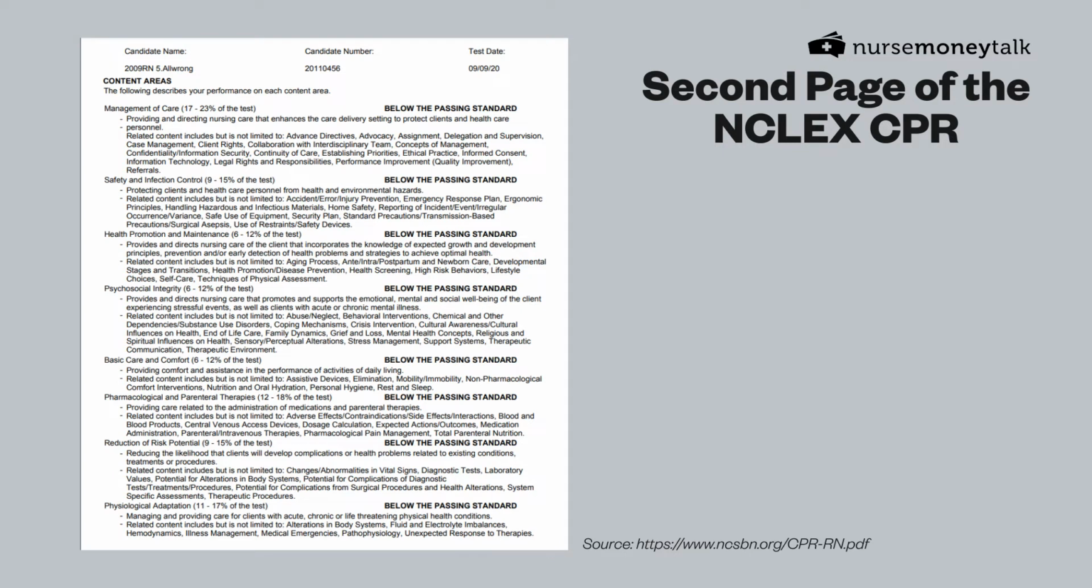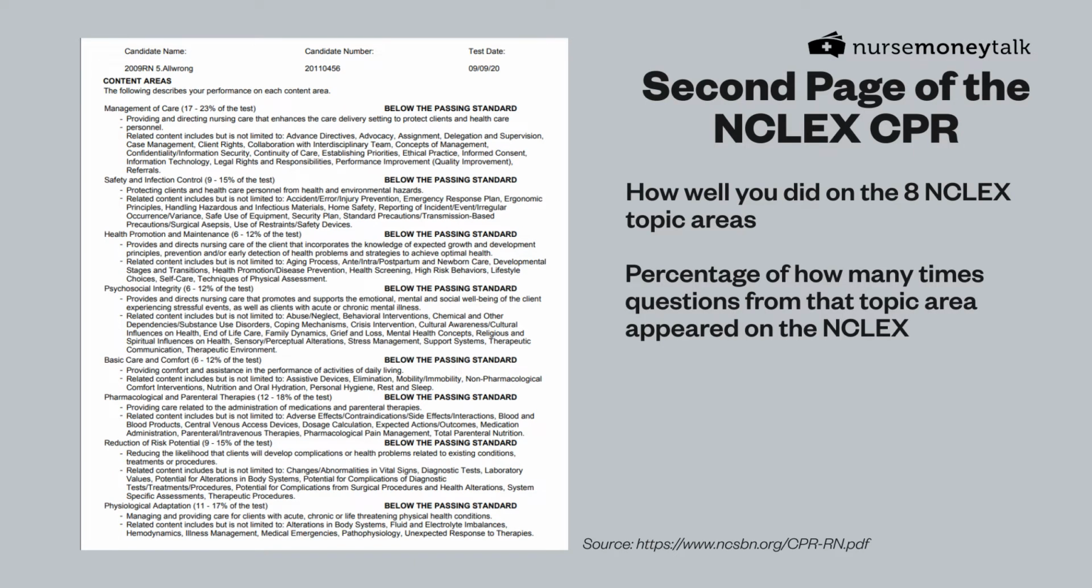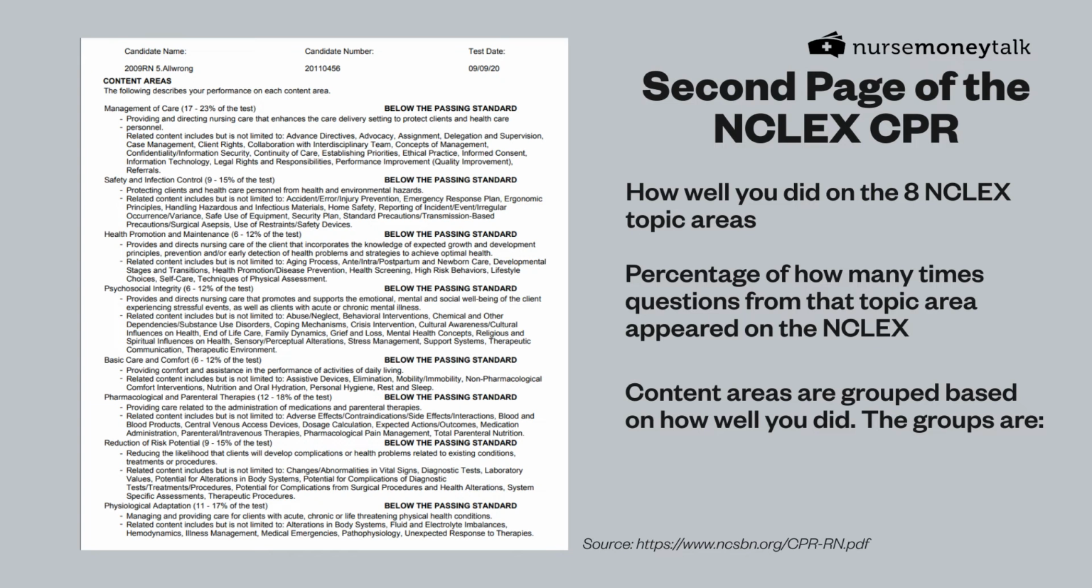On that second page, it'll have information about how well you did on the 8 NCLEX topic areas, and what percentage of the questions on the NCLEX you took came from each topic. It'll also group those topic areas based on how well you did. So for example, did you perform below the passing standard, near the passing standard, or above the passing standard?